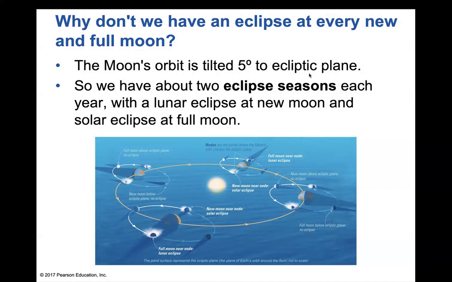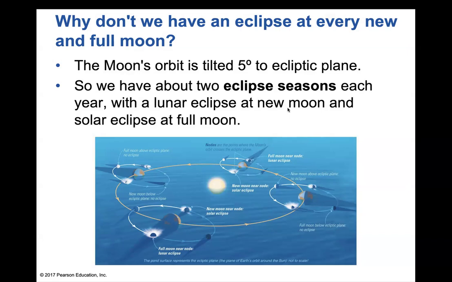The moon's orbit is tilted 5 degrees to the ecliptic plane. That means we have about 2 eclipse seasons each year. So there's 2 times each year where there is the potential for a solar eclipse and a lunar eclipse, and they almost always happen. So there's about 2 solar eclipses every year.